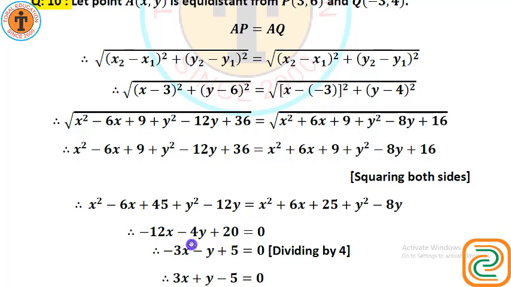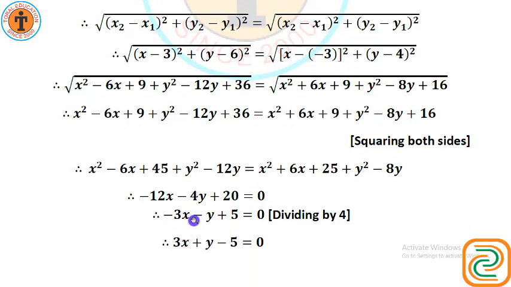If we divide by 4, we get minus 3x minus y plus 5. If we take minus as common, we have 3x plus y minus 5 equals 0. Okay, this is the relation between x and y in this case.